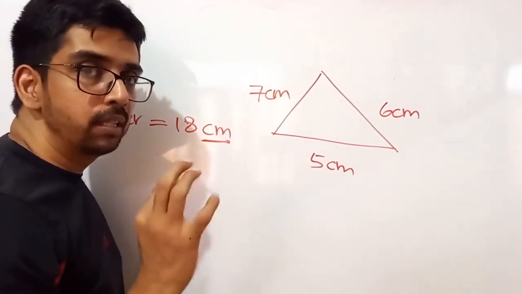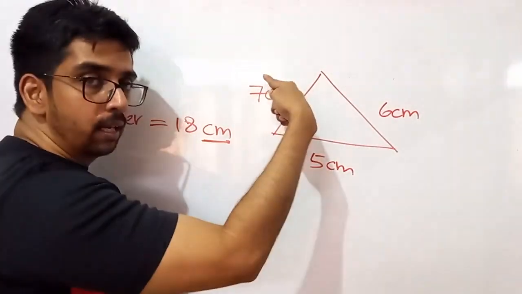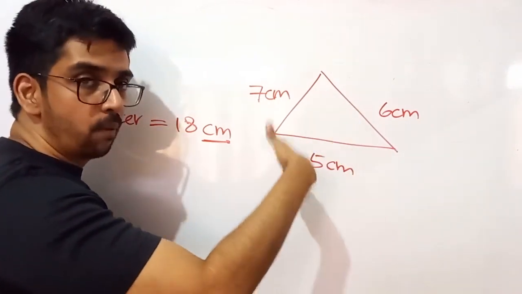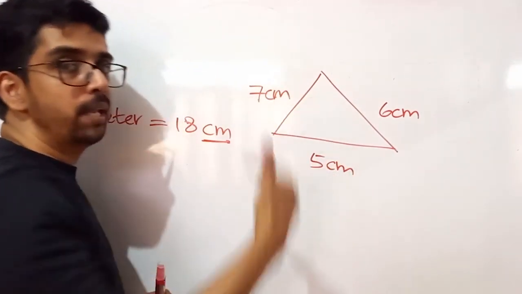The most important thing is what? When you're counting or when you're starting to add the lengths, right? You start from somewhere, no? So you have to end there also.